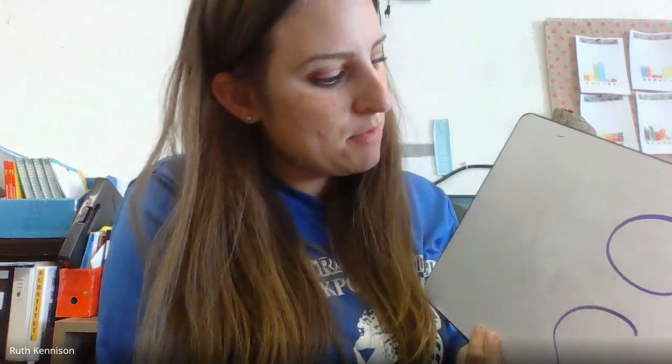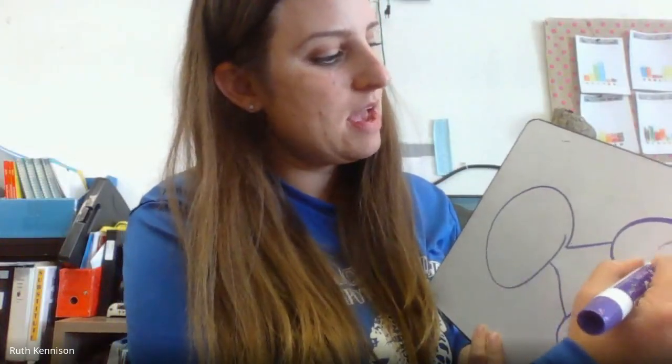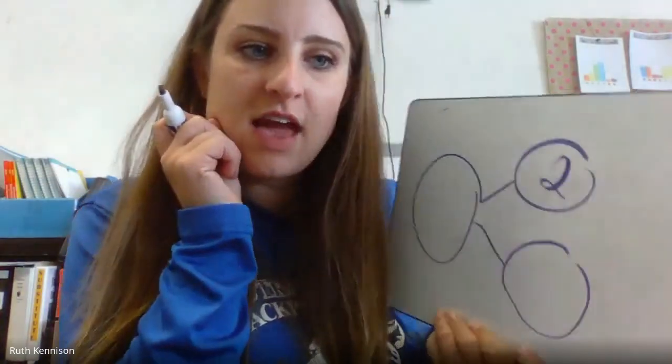May and Kay are twins. Whatever May has, Kay has too. May has 2 dolls. How many dolls do May and Kay have together? So think about that. We're going to do a number bond. If May has 2 dolls, how many dolls does Kay have?